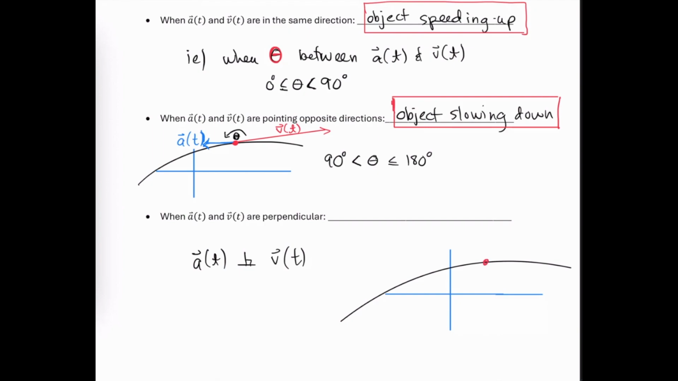But when the velocity vector pointing in the direction of motion is perpendicular to the acceleration vector, when these two vectors are perpendicular to each other, then there is no change in the speed. Acceleration can be considered a push, and if it's not pushing it forward or it's not pushing it backward, there's no change to the speed of the object.